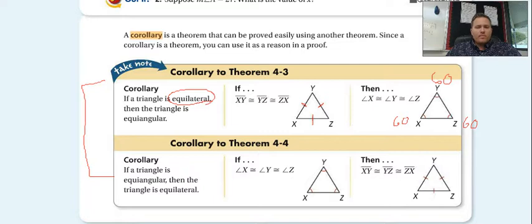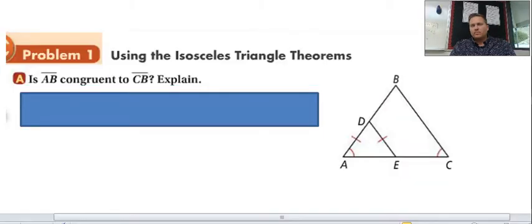Okay, and then my theorem 4.6 is just saying the opposite. If a triangle is equiangular, then each of these three angles is 60 degrees. If that is the case, then each of my sides are going to be the same length, which is going to make an equilateral triangle. Okay, let's go into a few examples. Problem number 1 says, is AB congruent to CB? So again, we're talking about segments. It wants to know, is this right here going to be congruent to CB?